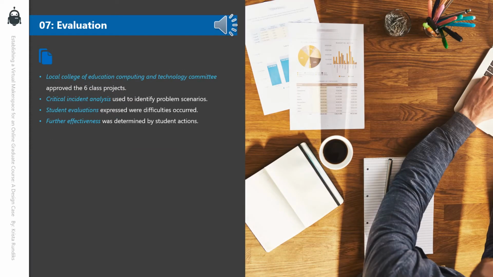Validation for the 6 projects in the class was done by a local College of Educational Computing and Technology committee. Critical incident analysis was used by the professors to identify scenarios where a problem was encountered and had to be resolved. This was done by creating multiple spreadsheets that recorded data on each student per project and then cross-referenced the data to find where students expressed similar difficulties.